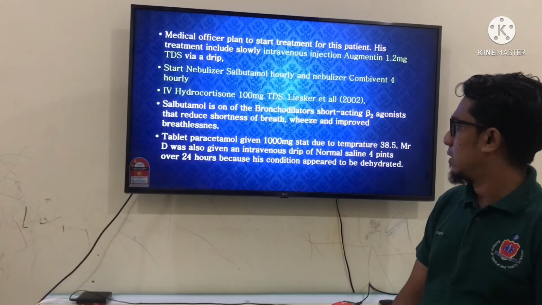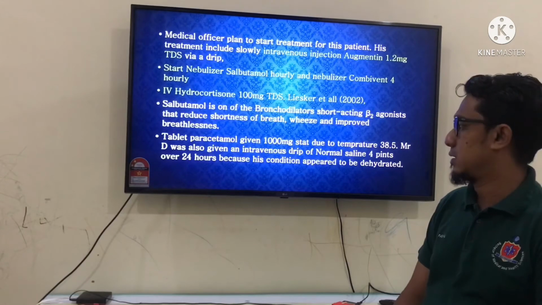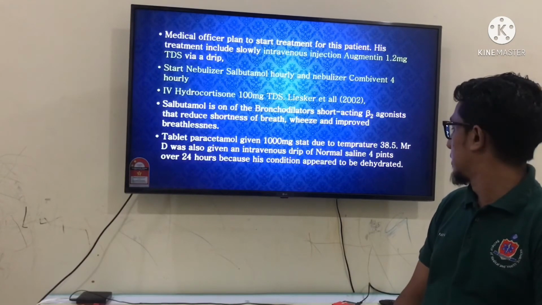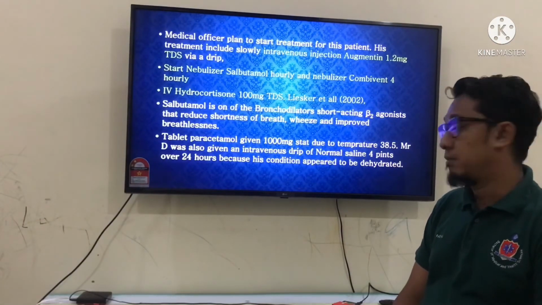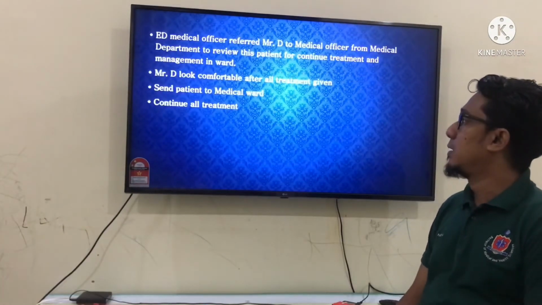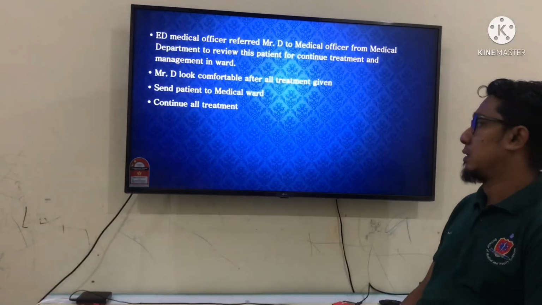Salbutamol is a short acting bronchodilator, a beta agonist that reduces shortness of breath and wheeze and improves breathlessness. Tablet paracetamol 1 g stat was given because his temperature was high. Mr. D was also given an IV drip normal saline 4 pints over 24 hours because his condition appeared to be dehydrated. The ED medical officer referred Mr. D to the medical department.